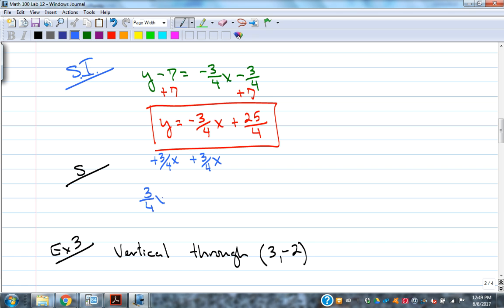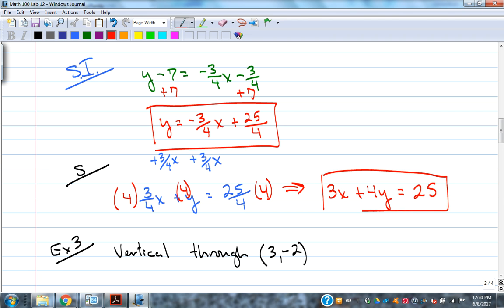And to get that in standard form, we would add 3/4 x to both sides. That's 3/4 x plus y equals 25 over 4. And in order to get rid of the fractions, you're going to multiply each piece by 4 because that's the common denominator. And that would end up giving you 3x plus 4y equals 25. And that would be standard form for that problem.